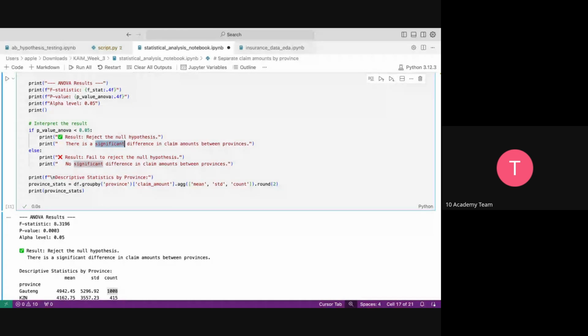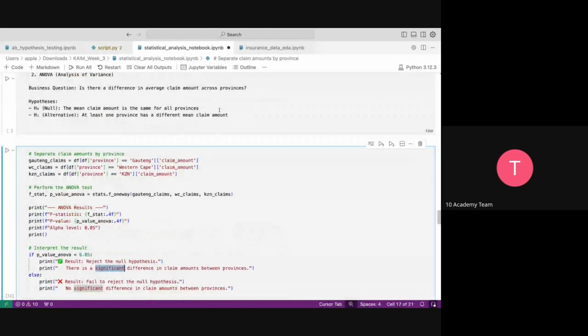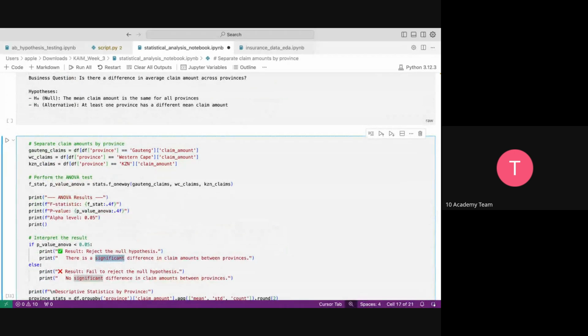Yes, Nathaniel Mami: the t-test is used to compare two categorical groups with a numerical value, and ANOVA is used to compare three or more categorical groups with a numerical value. So here, it was just female and male, and here we actually have three provenances. The alpha value is a threshold.